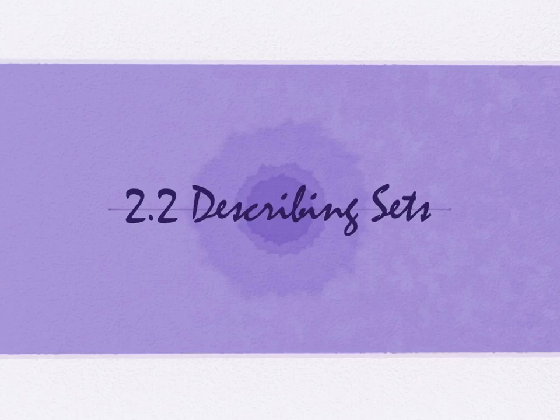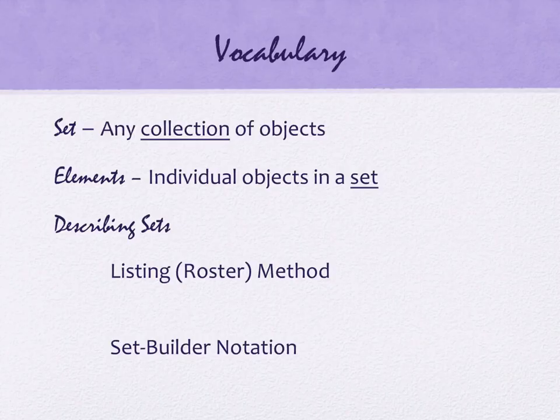And then you talk about them, but you probably don't think about how you talk about them at lower levels of math as well. So we're going to take a look first at what we mean by a set. A set is just any collection of objects. The elements are those individual objects that are in the set.